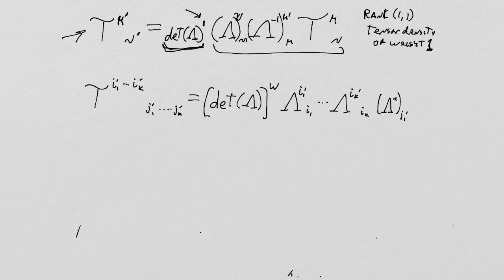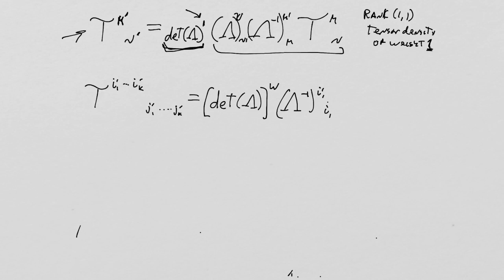Wait a minute. Have I got this backwards? Yeah, of course this is backwards, right? The contravariant indices need the inverse, right? So I've got to change these to their inverse. Let's see, I better just erase the whole thing.